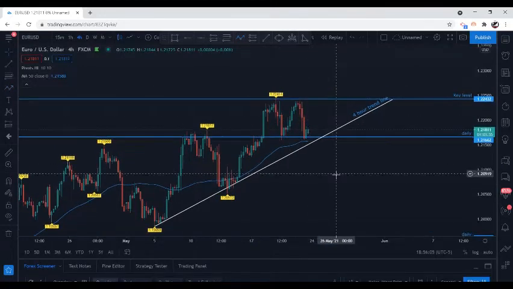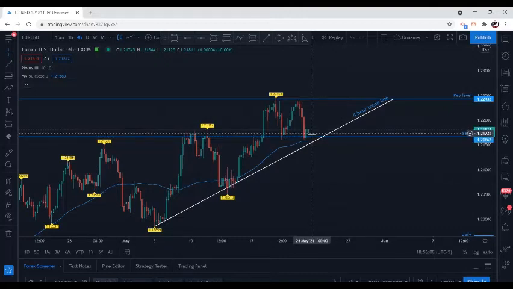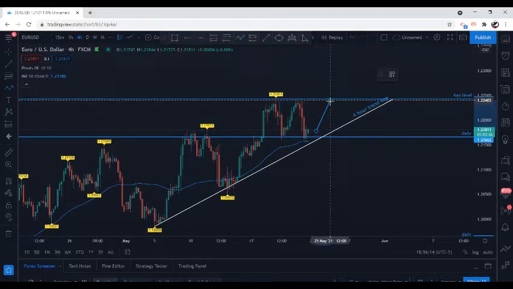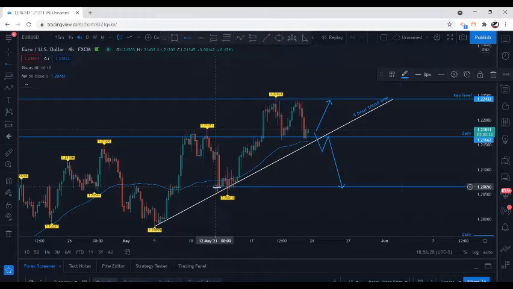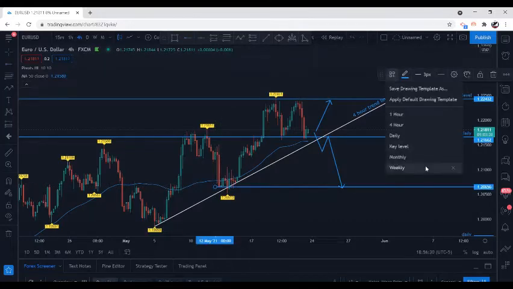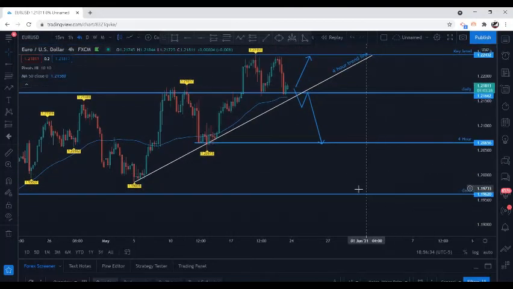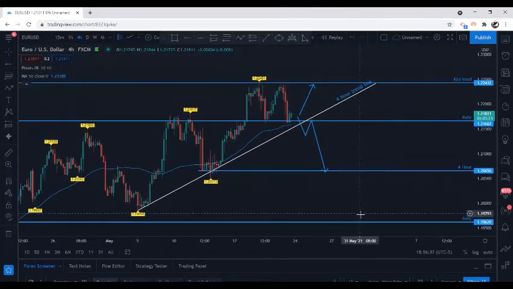So right here we can possibly see the Euro USD chart push up to this level, or we can see price breaking below this level and giving us a retest before we could potentially look for some levels like this or to this potentially daily level.